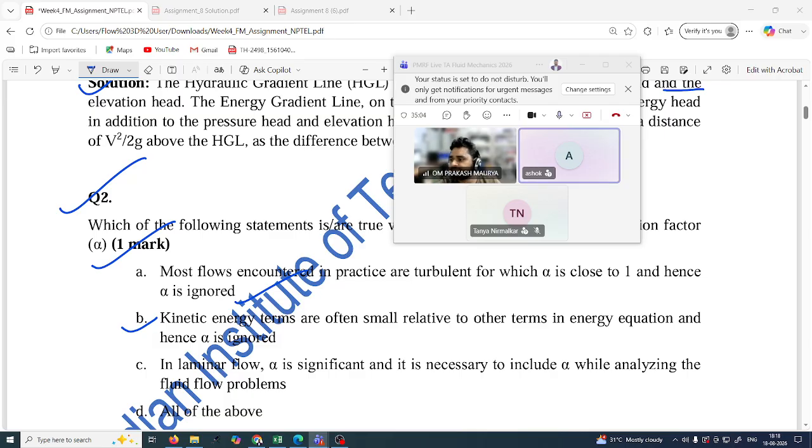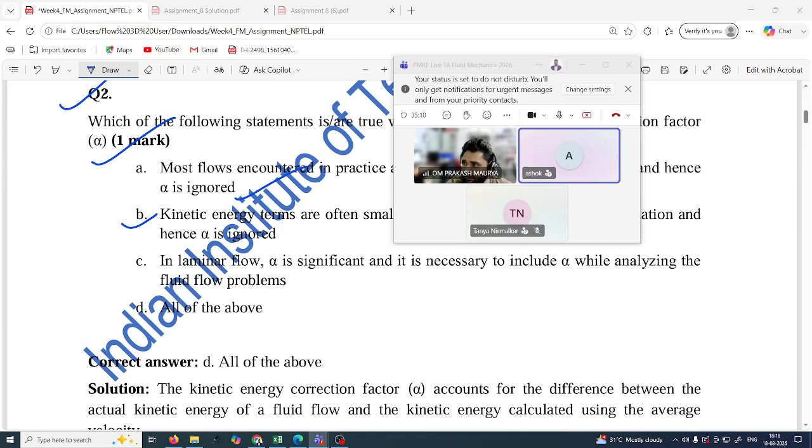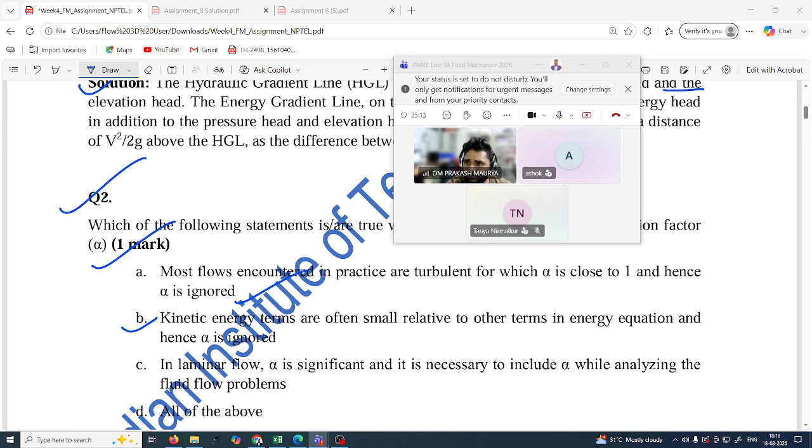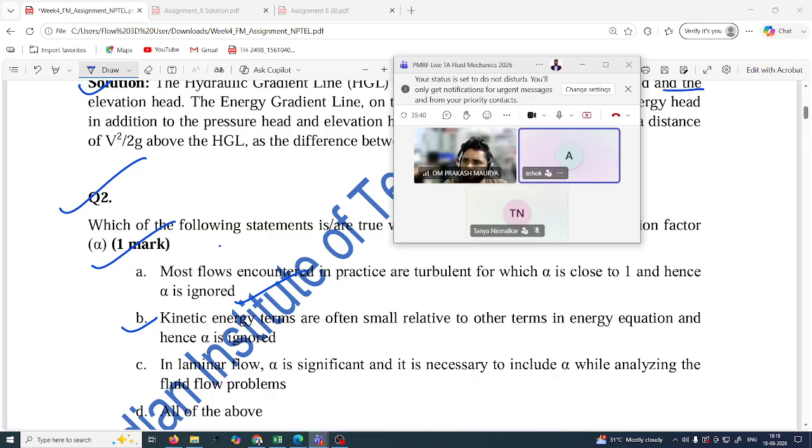So let me show you the answer. Yes, D is correct here. So remember always, what is the main thing here? Let me explain. What is actually the kinetic energy correction factor, and why is it required? For the calculation purpose, let us assume the Bernoulli equation. What is the Bernoulli equation? P by rho g, I think some student is disturbing. Please mute the participant. Yes, now it is okay.